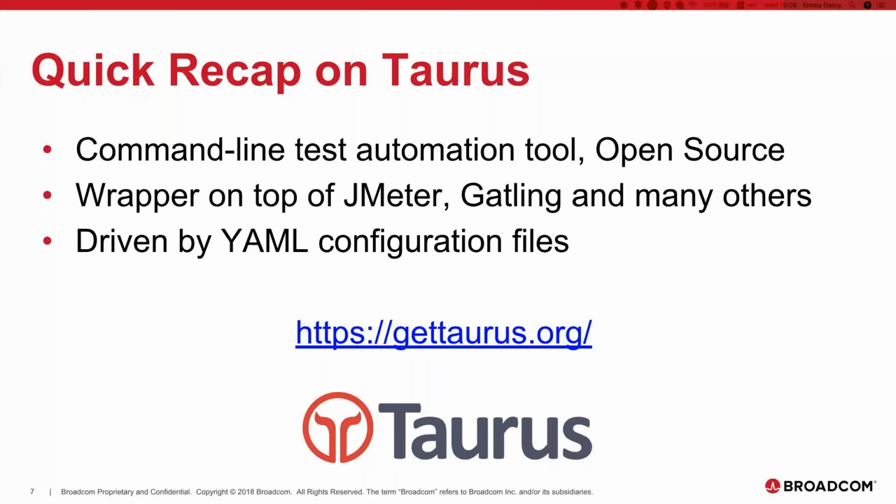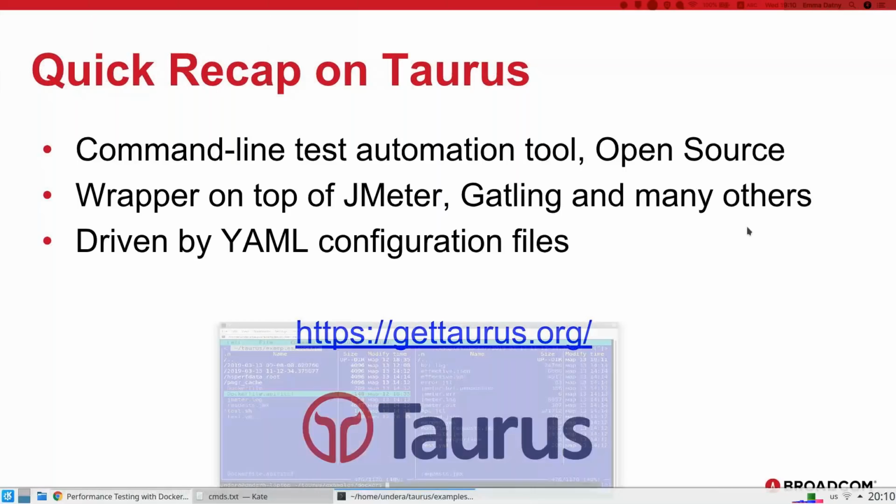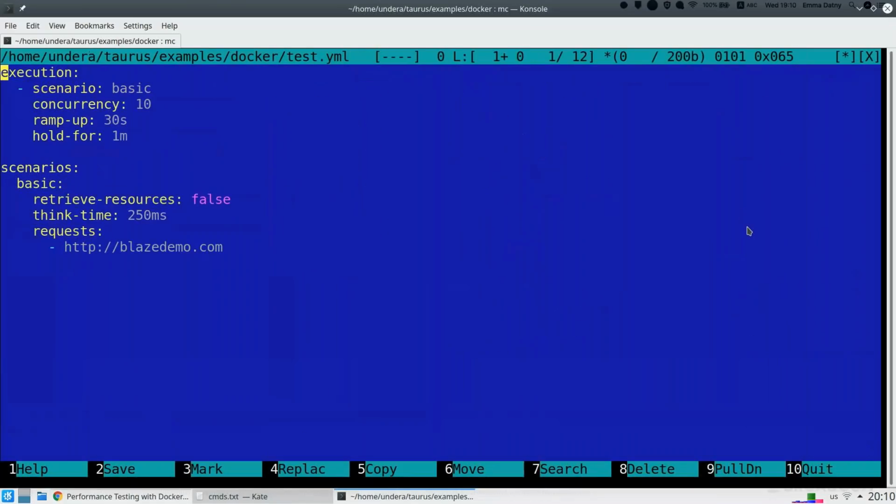This is the modern way of configuring things in our industry, through presenting YAML file configurations. The website, the home for the Taurus project is gettaurus.org, and you can just take it and play with it whenever you want. To demonstrate what Taurus is, we can just take some YAML configuration file. We will use that file today.